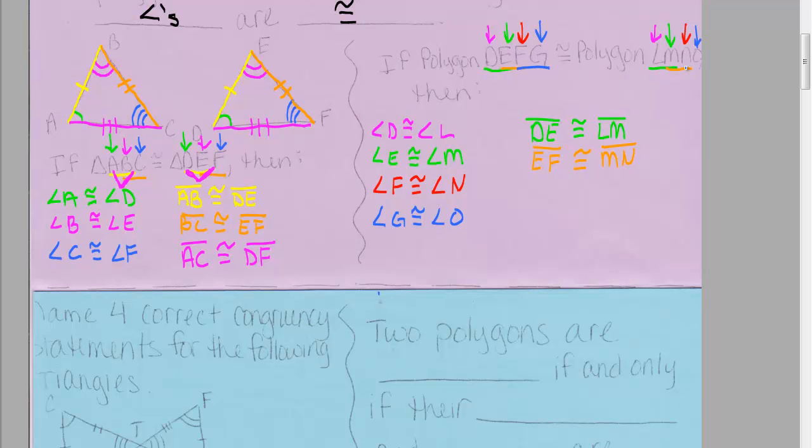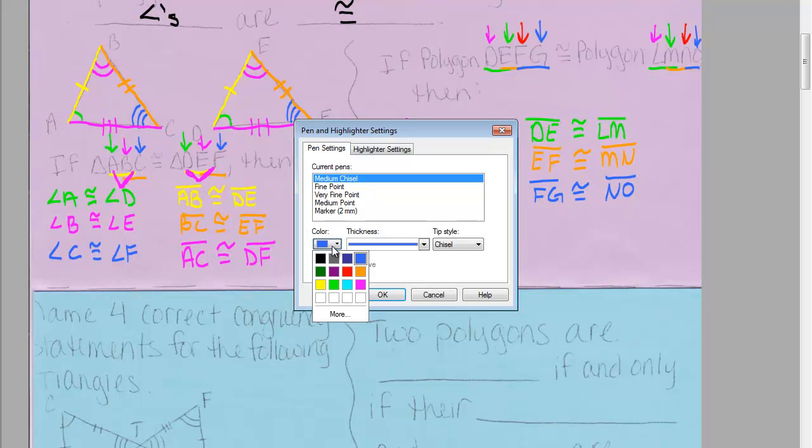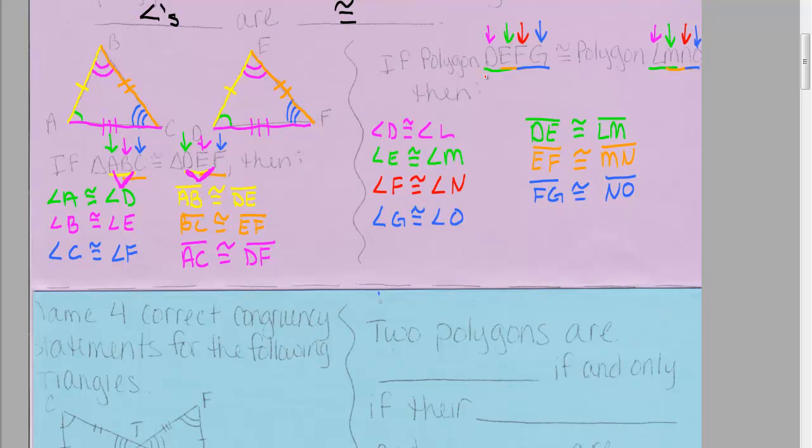Side FG is congruent to side NO. And lastly, you got to connect the first and last letters. So DG is congruent to LO. Now we're done with that one.